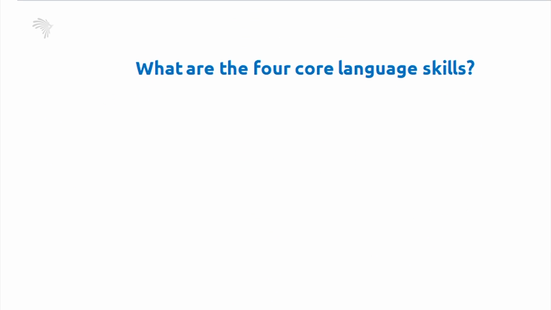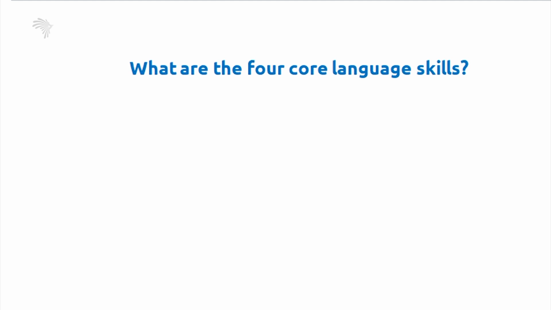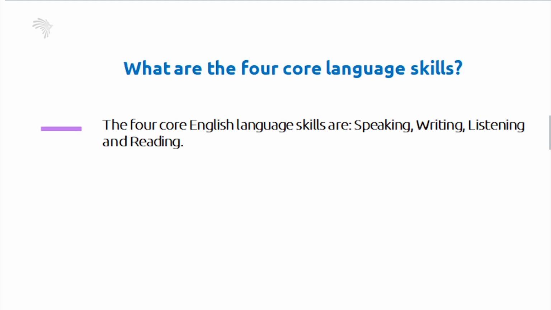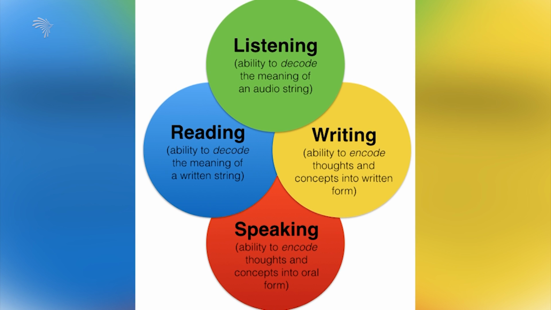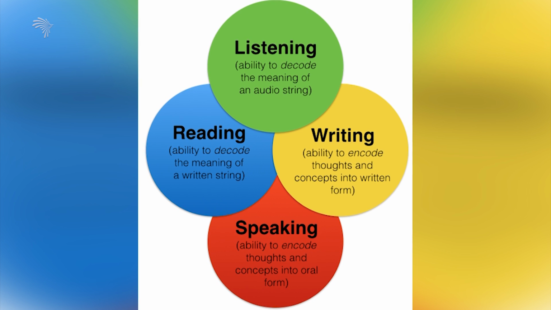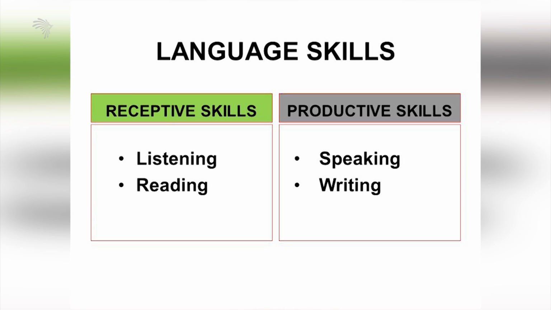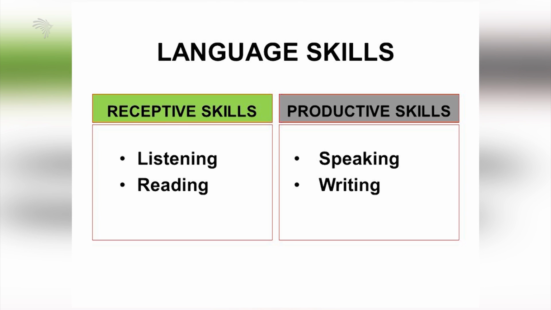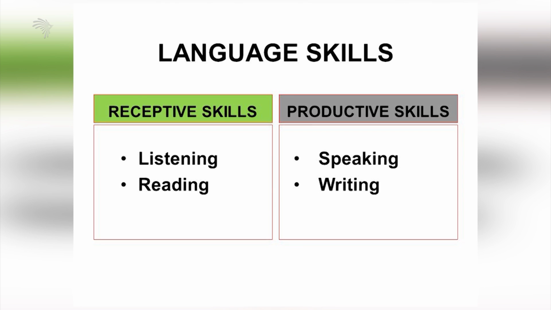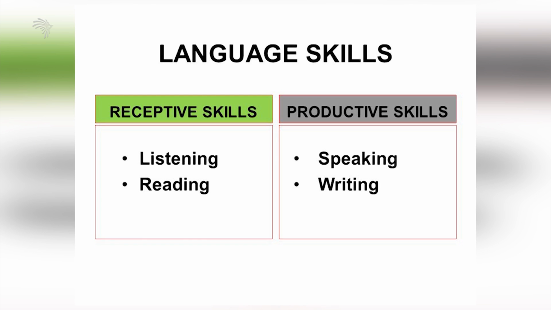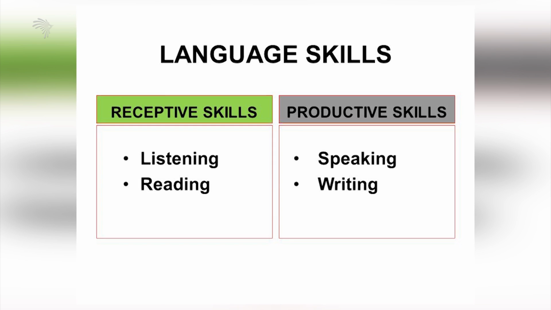So what are the 4 core language skills? You probably know what these are already. The 4 core English language skills are speaking, writing, listening, and reading. You probably know these already. So the first 2, speaking and writing, are called productive skills or output skills. This is how you communicate an idea or some information you may have with others.